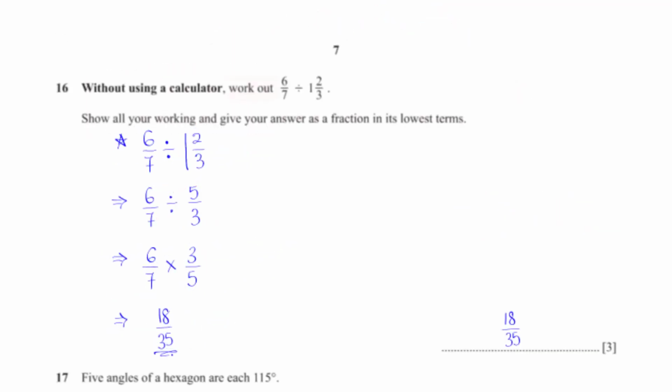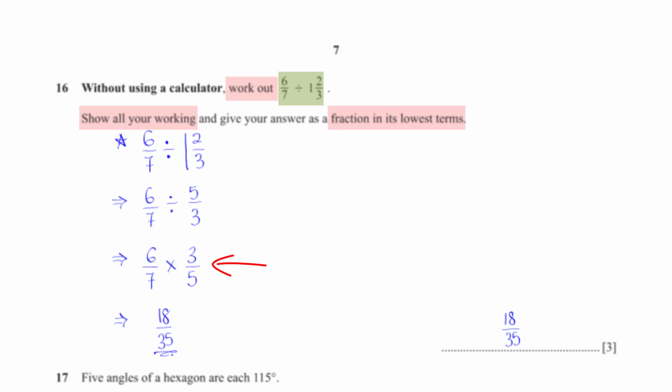Without using a calculator, work out 6 over 7 divided by 1 whole number 2 over 3. Show all your working and give your answer as a fraction in its lowest terms. So the first step is to convert the mixed fraction into an improper fraction, and that gives us 5 over 3. So the next step is to now multiply by the reciprocal of 5 over 3. This gives us 6 over 7 times the reciprocal of 5 over 3, which is 3 over 5.